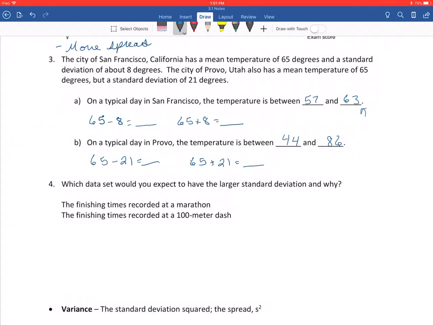So very easy to pack for a trip to San Francisco. You could probably wear jeans, t-shirt, sweatshirt anytime there and be comfortable. Much more difficult to pack for a trip to Provo. You might need a coat, you might need shorts because the temperatures deviate so much.